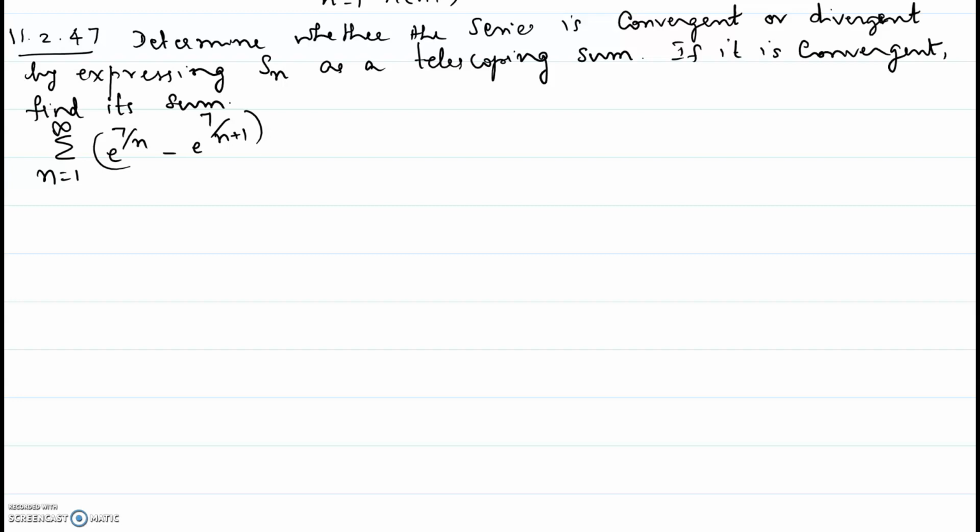Hi, in this video, I will be showing you problem number 47 of chapter 11 and section 2. Determine whether the series is convergent or divergent by expressing Sn as a telescoping sum. If it is convergent, find its sum: sigma, n varying from 1 through infinity, of e to the exponent 7 over n minus e to the exponent 7 over n plus 1.